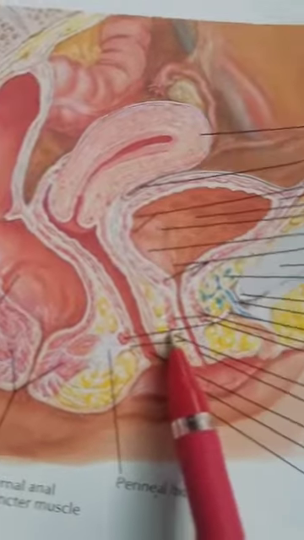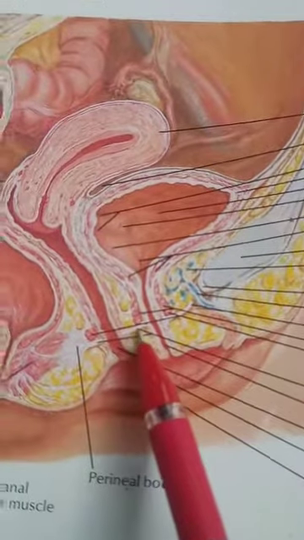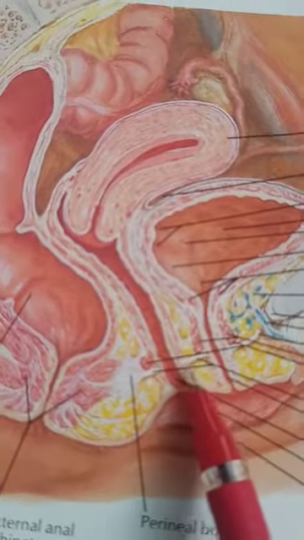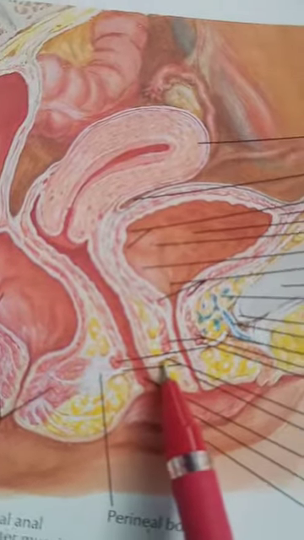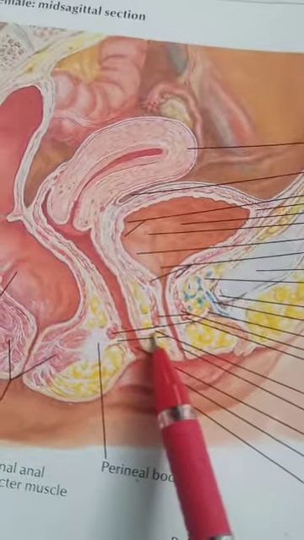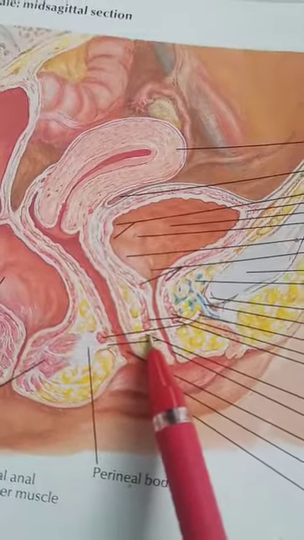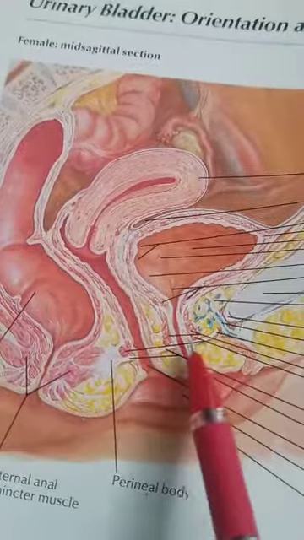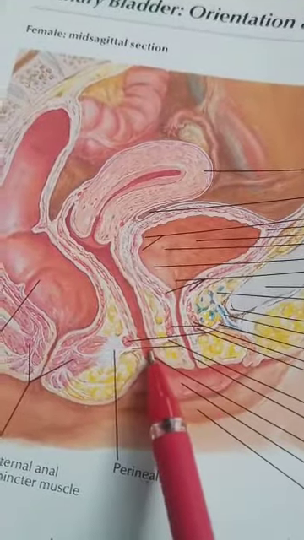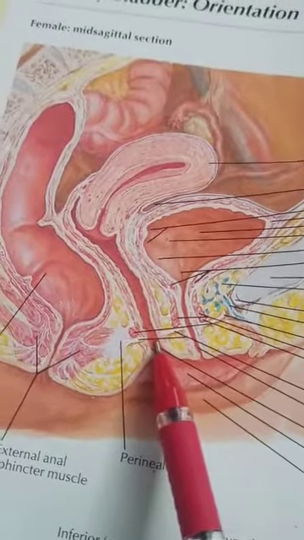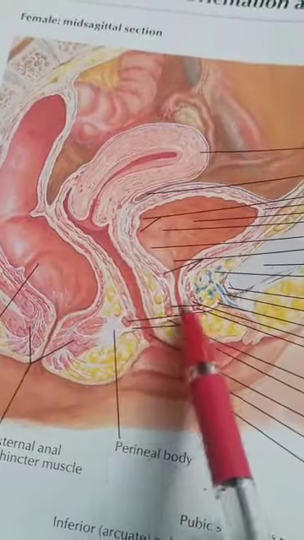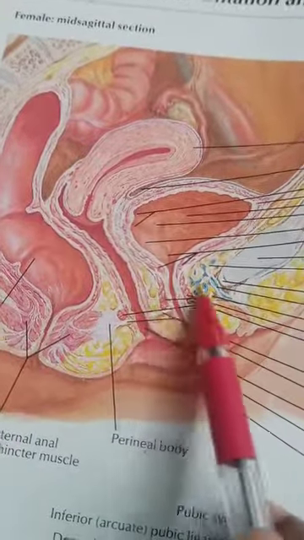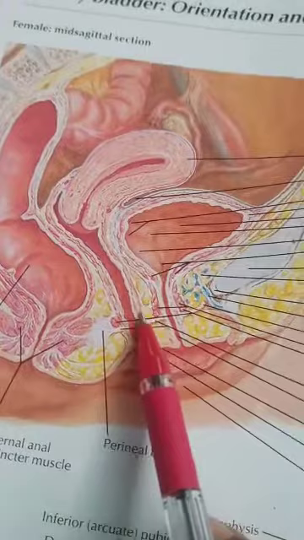This is the perineal body. Here we can see this is the perineal membrane, and here comes the perineal body. The perineal body is actually a fibromuscular structure which helps in the attachment of all the muscles here. Then the distal urethral sphincter mechanism. This is the urethral sphincter. This sphincter also helps in the support of the uterus.